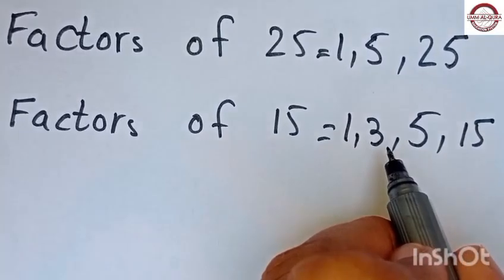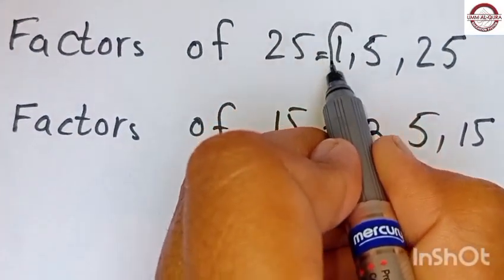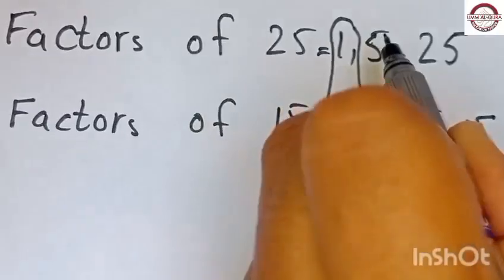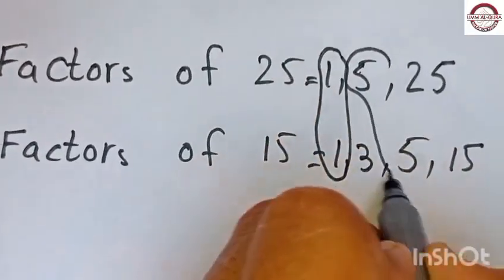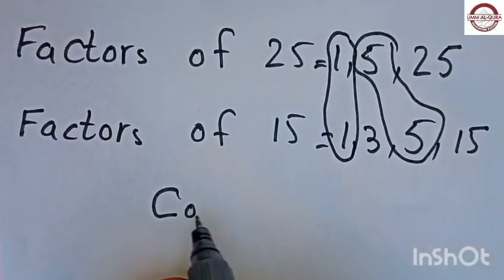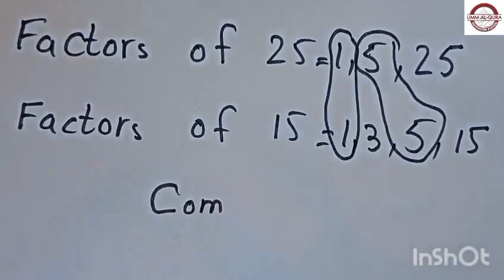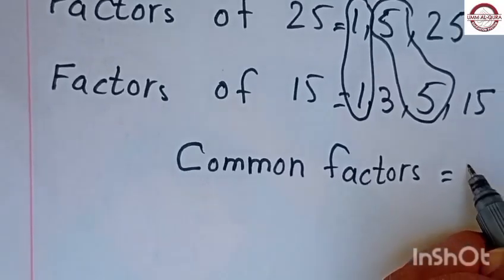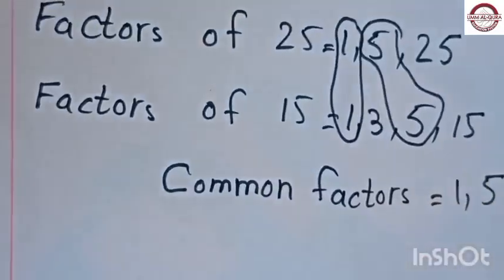Now we circle the common factors. Here we have 1 and 5. These are the common factors. Here we write common factors: 1 and 5.